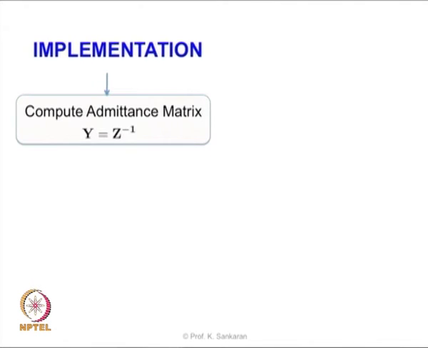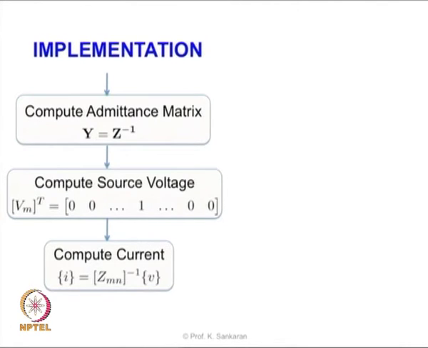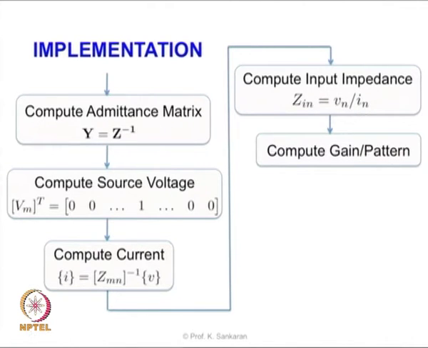And once we have the true impedance value, we can invert it to get the true admittance value, and we already know the value of the source voltages, which are V, so we can compute the values of current using the admittance which we computed and the source value which we know as V, and this will give us the value of I of n. We can compute the input impedance by the ratio of V of n divided by I of n. Once we have that, we can compute various parameters of the antenna like the gain, the antenna radiation pattern, and so on and so forth.